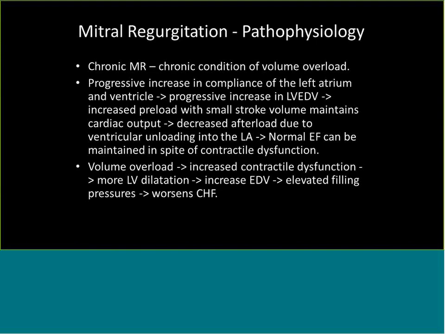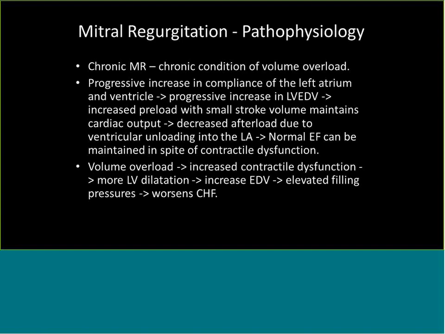Okay. There's increased preload with small stroke volume to maintain the cardiac output, okay? And this decrease in the afterload due to the ventricular unloading into the left atrium. So the left ventricle is squeezing, and even, let's say, in the setting of some aortic stenosis or increased afterload because of hypertension, if you have severe MR, it's like a pop-off valve. So the ventricle doesn't have to work that hard because there's that regurgitant volume unloaded into the left atrium. Normal ejection fraction can be maintained in spite of the contractile dysfunction.